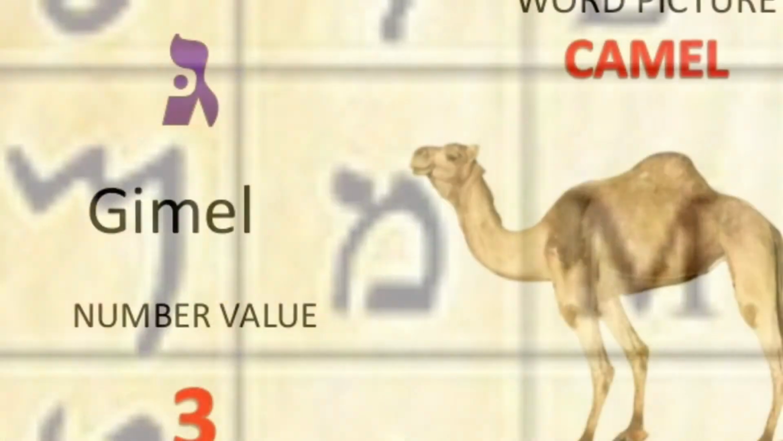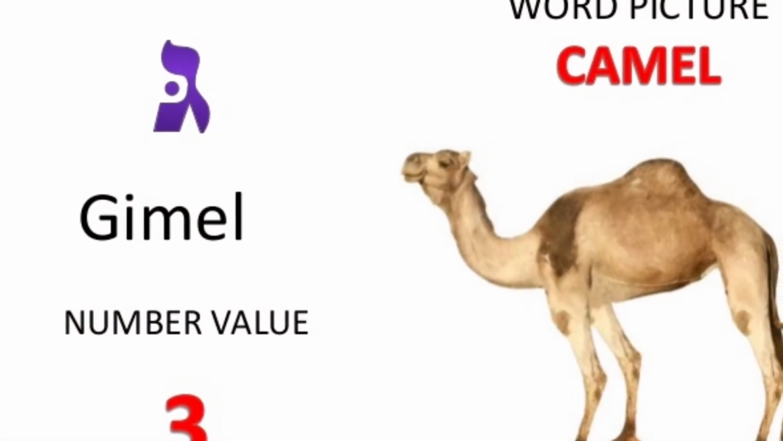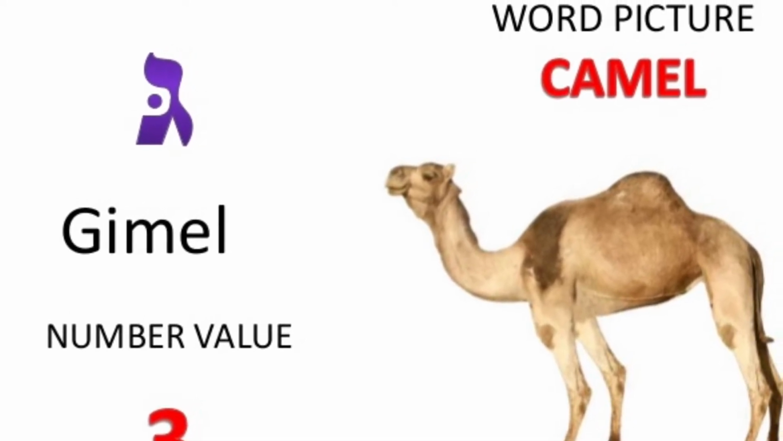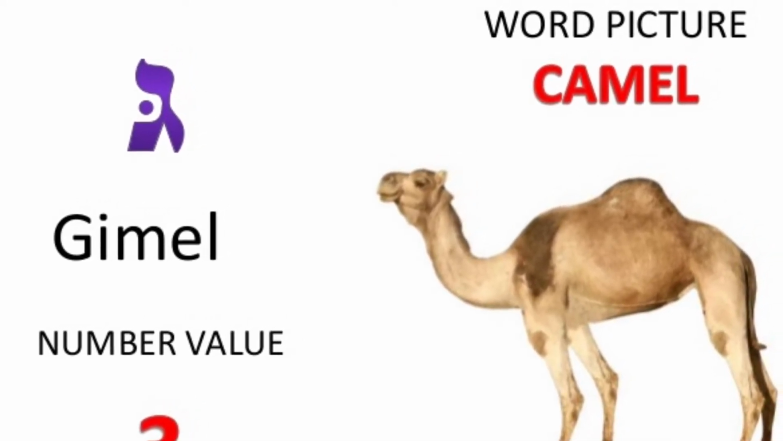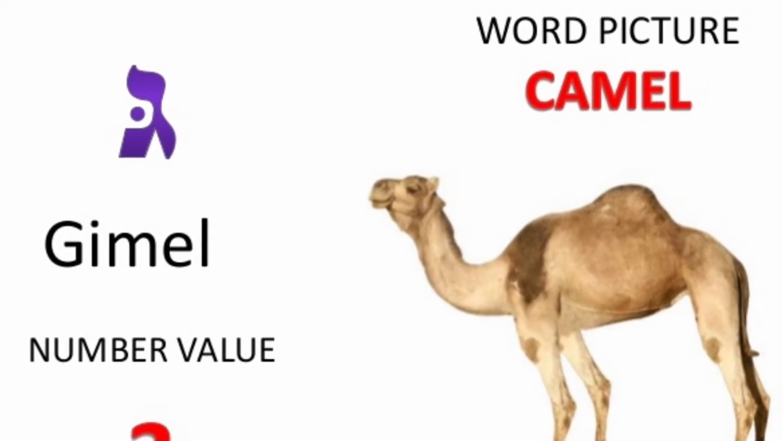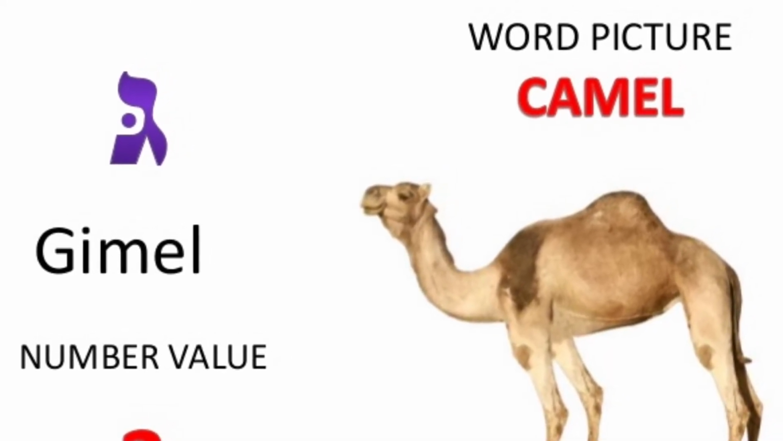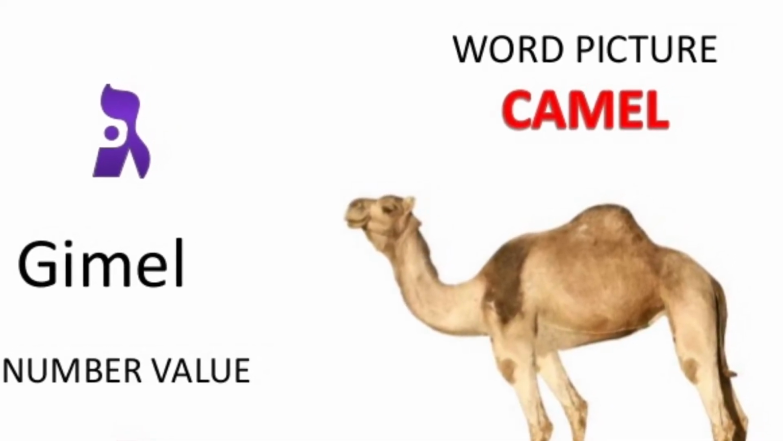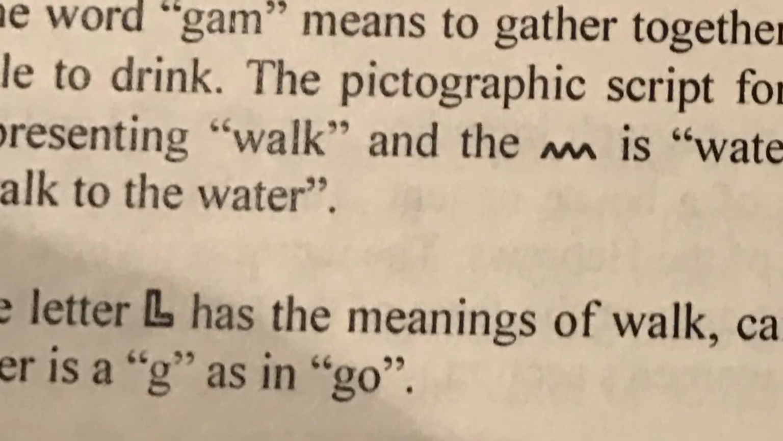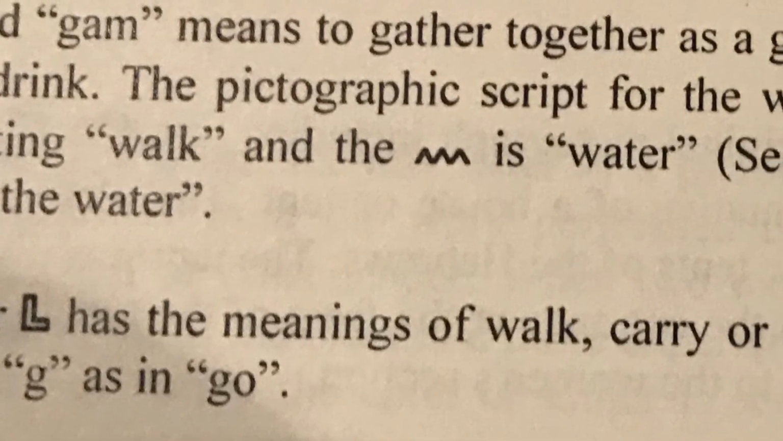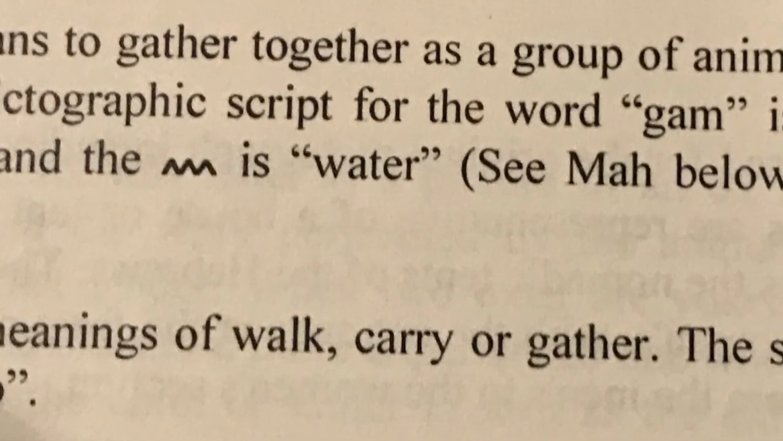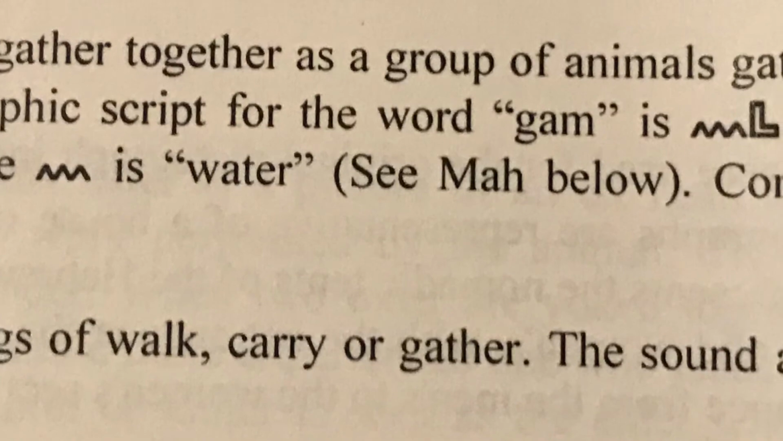So Gamal altogether is the word camel. Camel is one of the animals that go to the water hole to drink, and is famous for its hump for gathering water, or collecting large amounts of water. Combined, this means to walk to the water. The letter Ga has the meaning of walk, carry, or gather. The sound associated with this is a G, as in go.